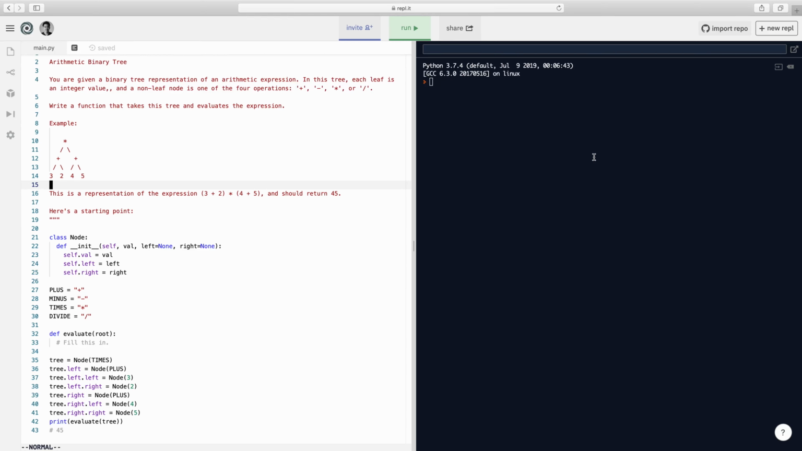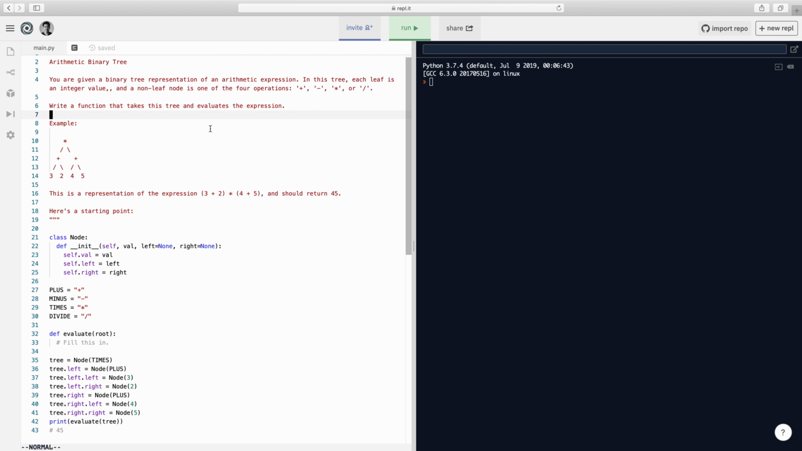All right, welcome back. Today we are going to do a question called arithmetic binary tree. You are given a binary tree representation of an arithmetic expression. In this tree, each leaf is an integer value, and a non-leaf node is one of the four operations: plus, minus, multiplication, division. Write a function that takes this tree and evaluates the expression.